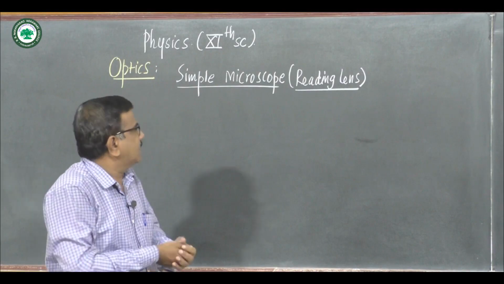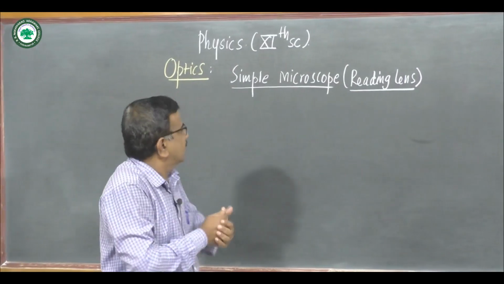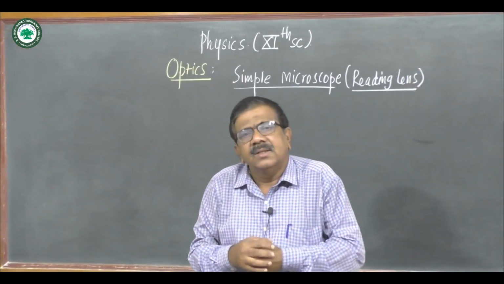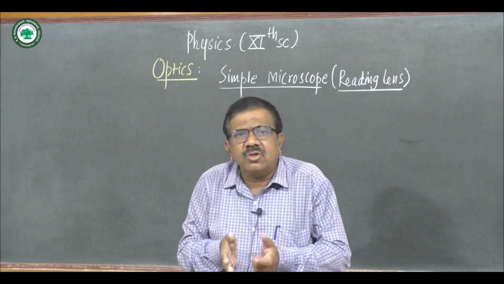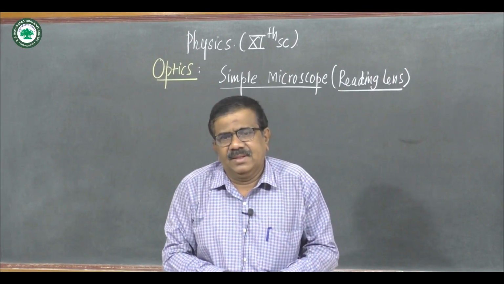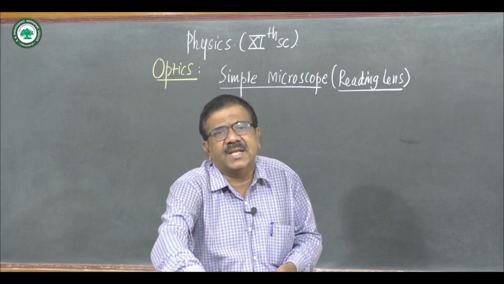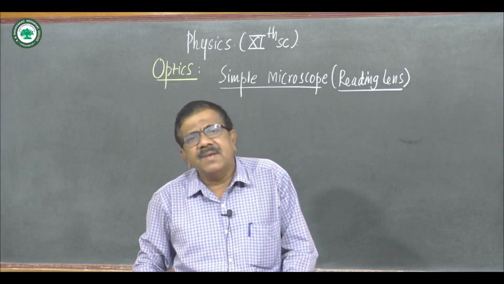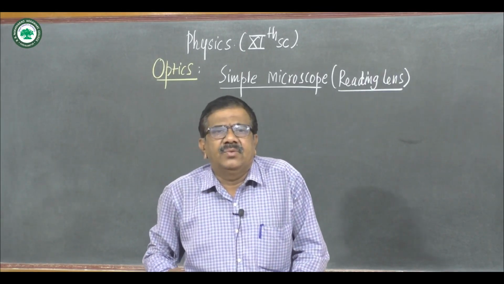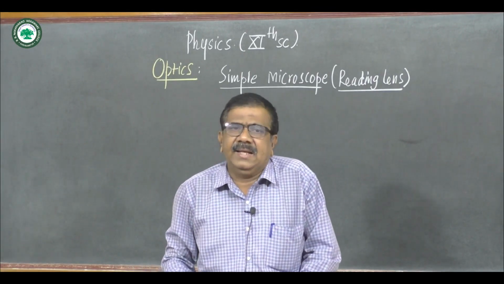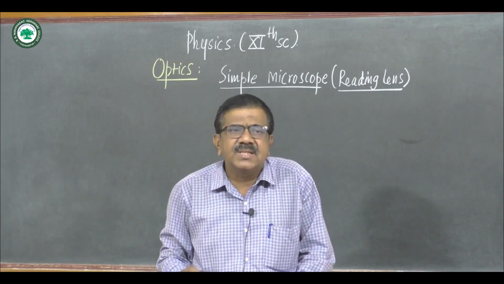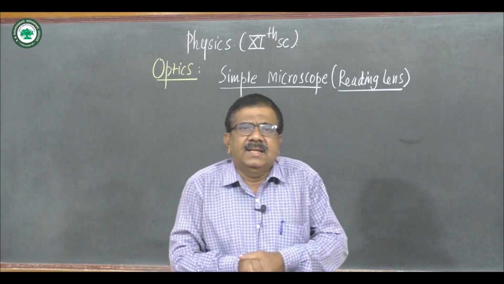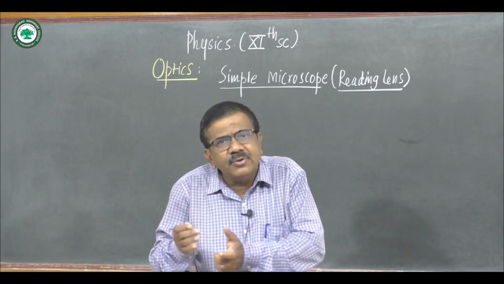In last lectures, we have studied about the optics, different phenomenon related with light. We also know the distance of distinct vision. The minimum distance of an object from unaided eye at which object can be seen clearly without causing strain to eye is distance of distinct vision. For normal human eye, this distance is about 25 centimeter.